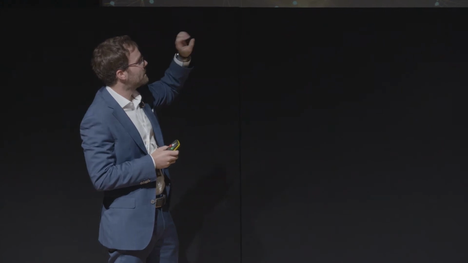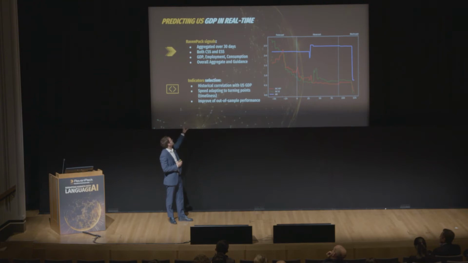What we use basically is RavenPack Analytics aggregated over 30 days. We use both CSS and ESS because, as was said before in the previous presentation, CSS is a little bit slower than the ESS, and so we take advantage by using both of them in terms of timeliness and accuracy. And then we focus mainly on indicators that refer to GDP, employment, and consumption narratives. And we use both aggregate and guidance, so leading and also current indicators.